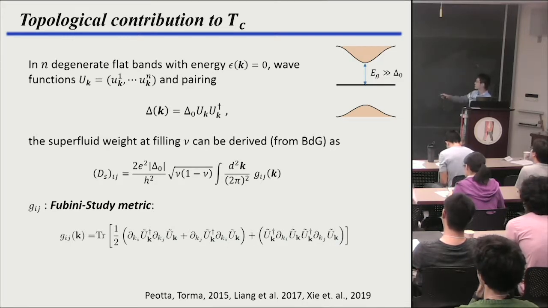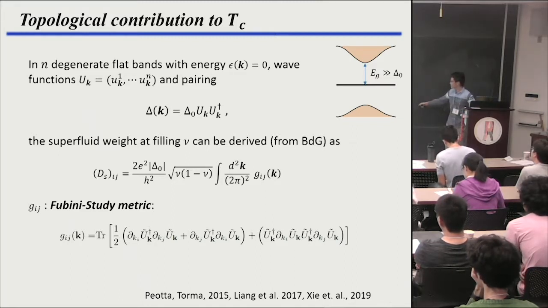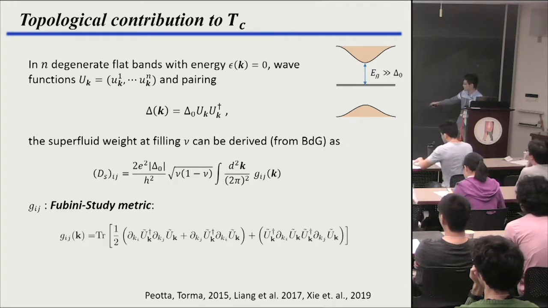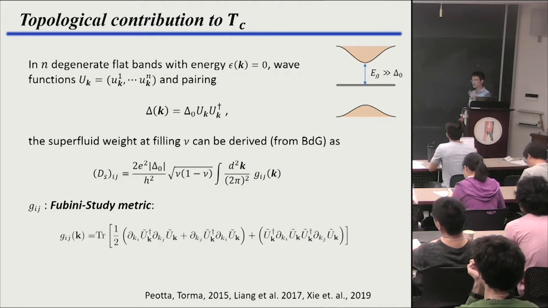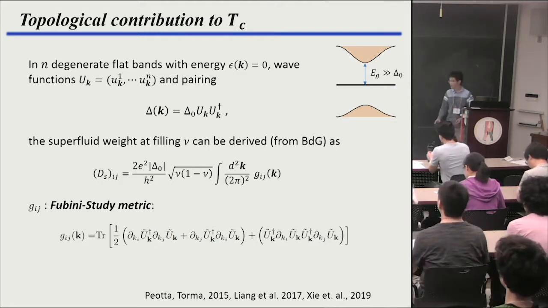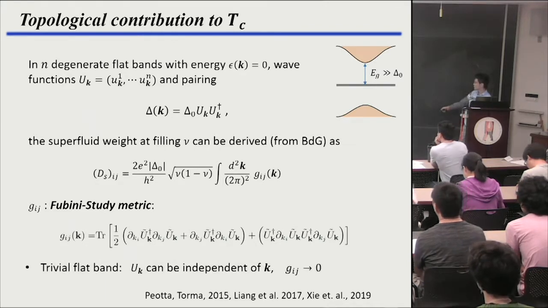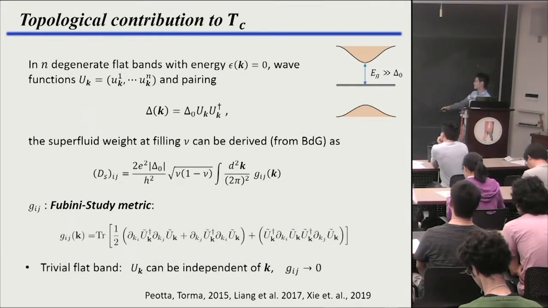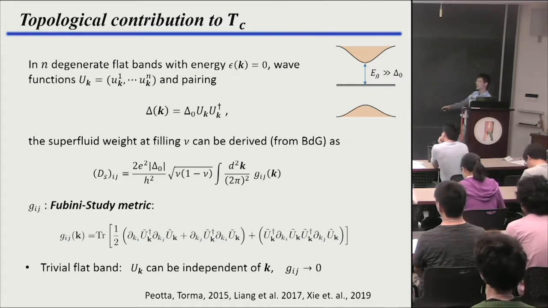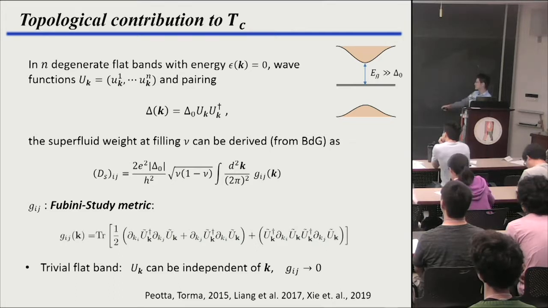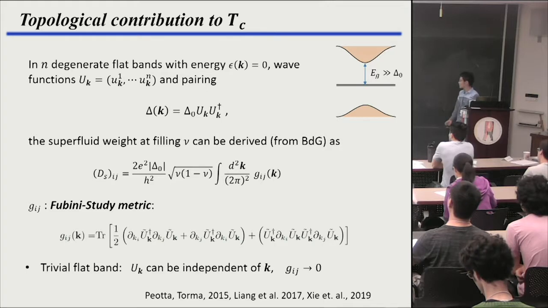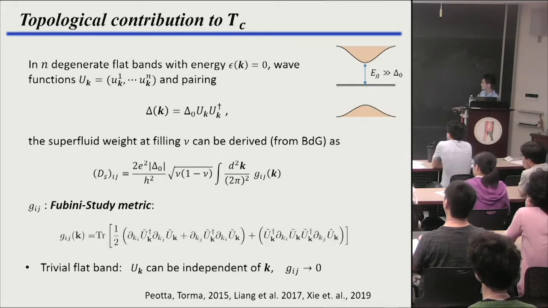As a result, you find the superfluid weight has an expression like this. Here, nu is the filling in these flat bands, and here you get an integration of the so-called Fubini-Study metric. The Fubini-Study metric is given by the wave functions, so it also reflects the information of the wave functions, how these wave functions evolve as a function of k. So for trivial flat bands, upon some deformations, in general, you can approximate U_k as independent of k. So in this case, g could go all the way to zero. This just means your superfluid weight for a trivial flat band can go to zero. But for non-trivial bands, there's actually a lower bound for this Fubini-Study metric.